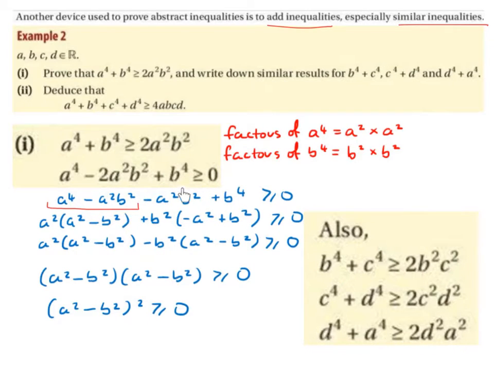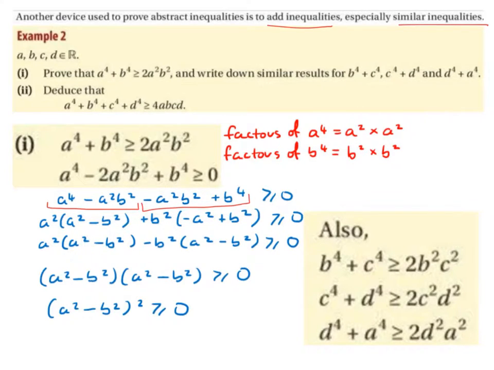Next we're going to factorize the right two terms. So we have minus a squared b squared plus b to the power of 4. So b squared is going to be our highest common factor. b squared into minus a squared b squared leaves us with minus a squared, and b squared into b to the power of 4 leaves us with b squared, because the factors of b to the power of 4 are b squared times b squared. And this is all greater or equal to 0.